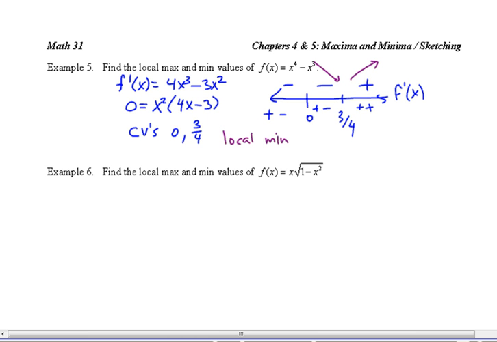Oh, it just says the values. Okay. But usually we do want the point. So if I said find the point, it's a local min at f of 3 over 4. So we plug in 3/4 into that function. Do you want me to just tell you what it is? Okay, I didn't think you'd fight me on that one. Negative 27 over 256.